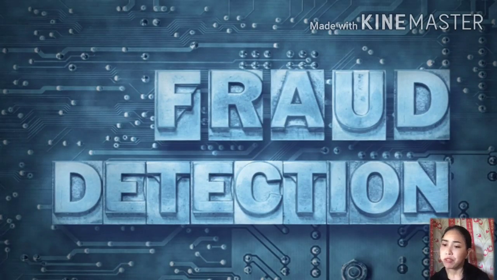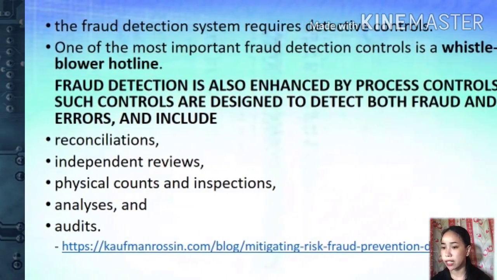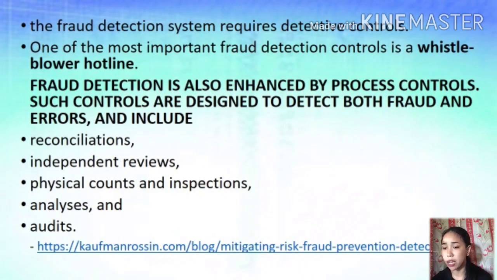Fraud detection. Fraud can never be fully prevented. Therefore, a highly effective fraud detection system must be in place to detect fraud as it occurs. In the same way that a fraud prevention system requires preventive controls, the fraud detection system also requires detective controls. One of the most important fraud detection controls that the United States has been using is a whistleblower hotline, a service that enables employees and third-party suppliers to report malpractice, unlawful, or unethical behavior within the workplace.